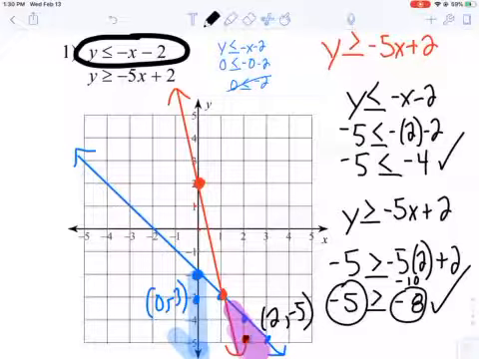So I know that this area right here is my solution set because all the values in here will work for both my inequalities. And that's ultimately what you're doing when you are solving a system of linear inequalities: looking for that area that gets shaded in twice.